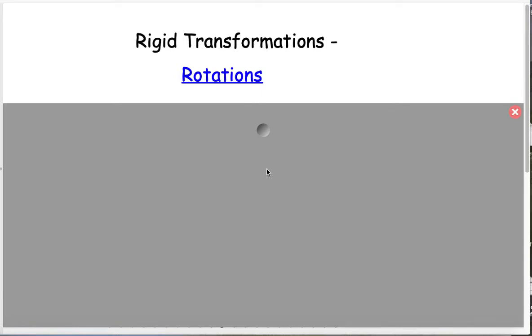So we've been talking about transformations and the rigid transformations where the shapes do not change size or shape. And so we started with translations. That was where we shifted something left, right, up, or down. Then we did reflections, reflecting it over a line. And now we're going to do the third one and last one, which is rotations.